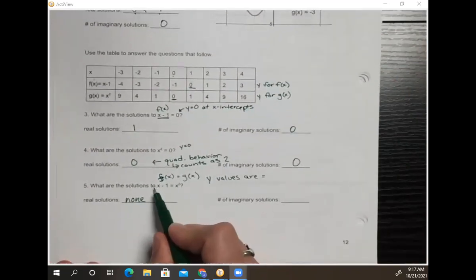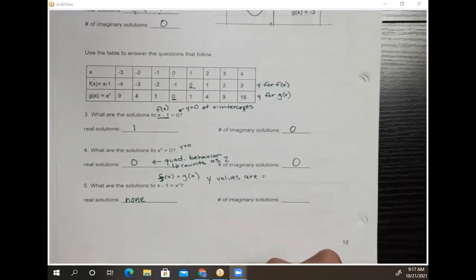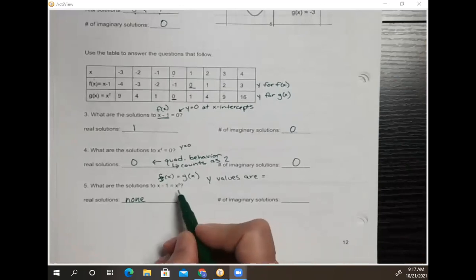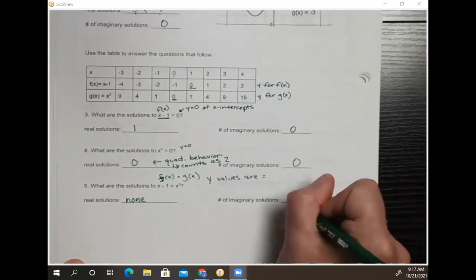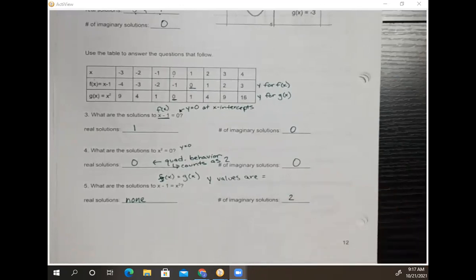How many solutions would I expect from this function? 2, right? Degree of 2. Okay. So how many imaginary solutions should I have? 2. Yeah. If I have no real solutions, that means they both have to be imaginary. Questions forming so far?